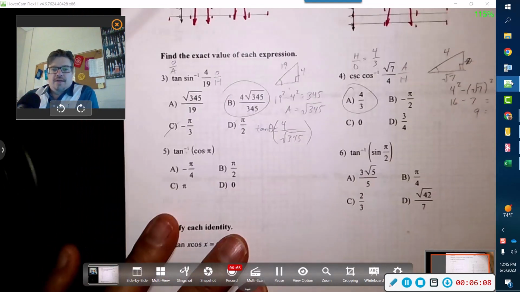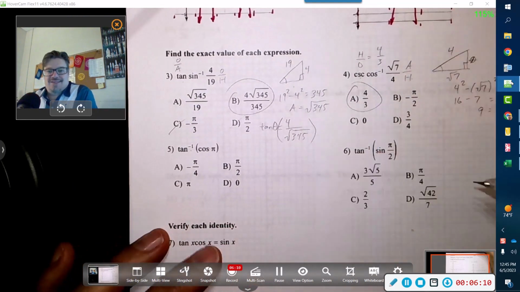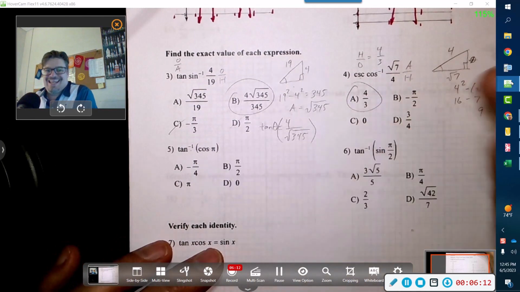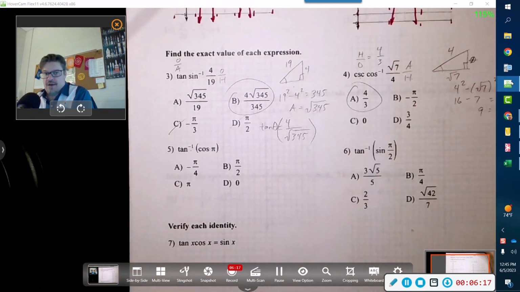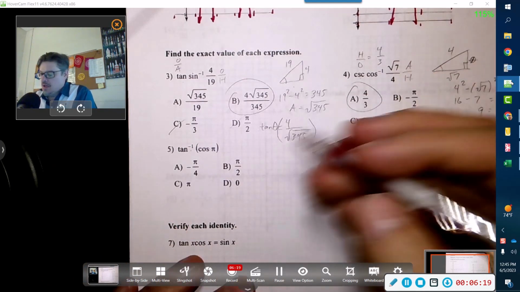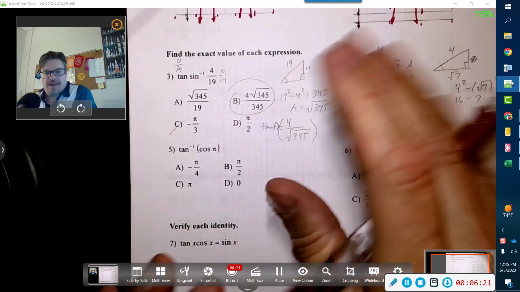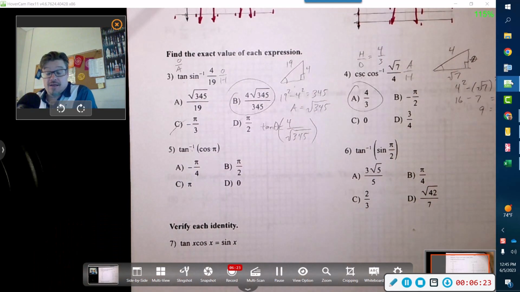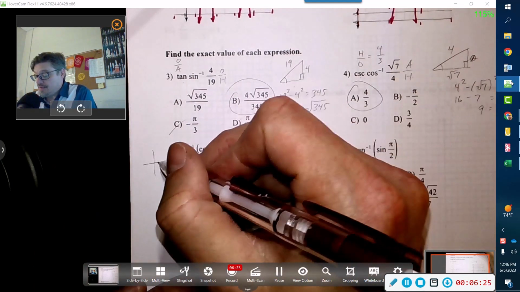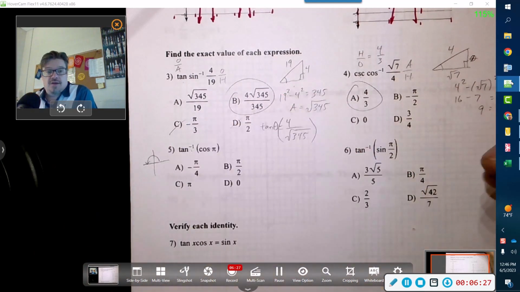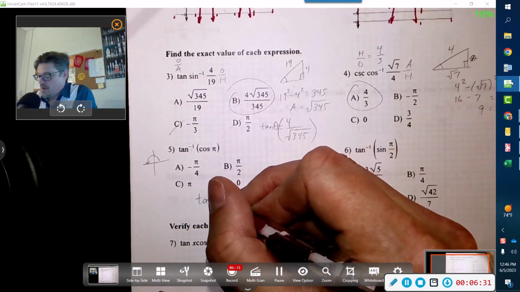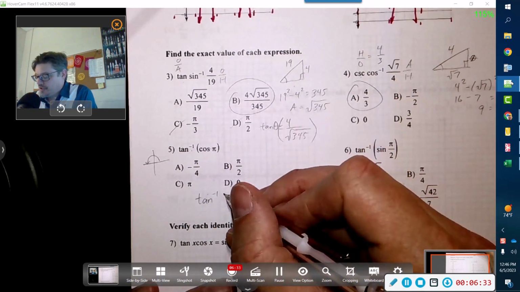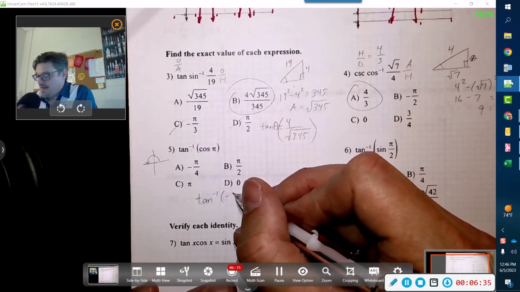All right. Next, for 5 and 6, again, we have a normal function inside the inverse, so we should see an angle coming out, not a radical. So let's just be careful. Now, cosine of pi is your unit circle all the way here. So that would be -1. Okay, so I want to know what is the inverse tangent or arctangent of -1.